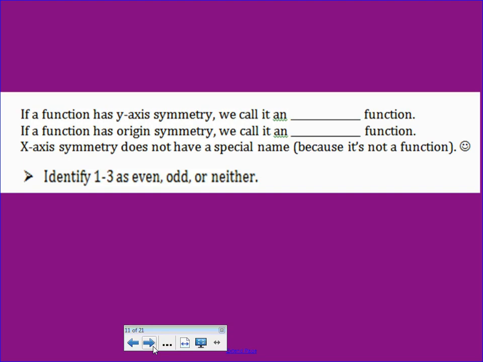All right, one more thing about these annoying symmetries. They have some special names, and Aaron alluded to this. I have it up here on my yellow note for you. If a function has y-axis symmetry, we also call it an even function. Y-axis symmetry is also called an even function.